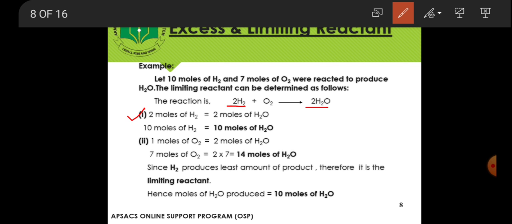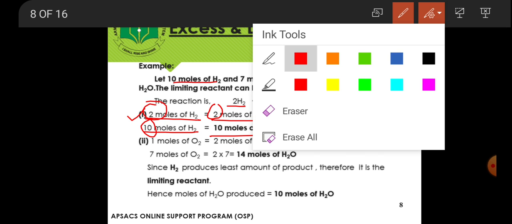Part number 1. If 2 moles of hydrogen are used, then 2 moles of water are produced according to a balanced chemical equation. Then, if 10 moles of hydrogen are used, that is according to the question, then how many moles of water are produced? Obviously, how to calculate this value? 2 divided by 2 multiplied by 10, so the answer will be 10 moles of water. So, 10 moles of hydrogen produces 10 moles of water.